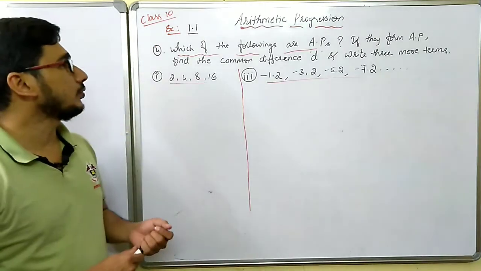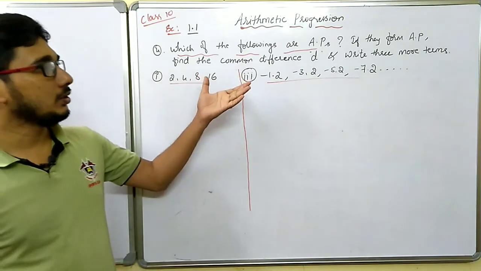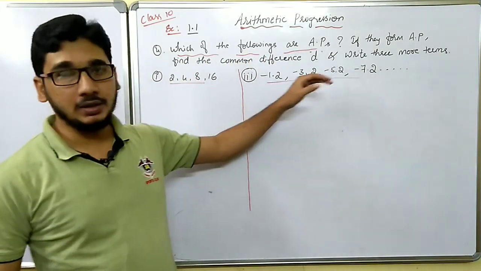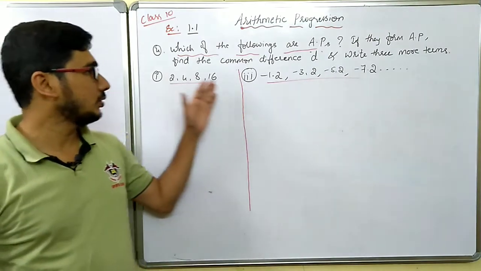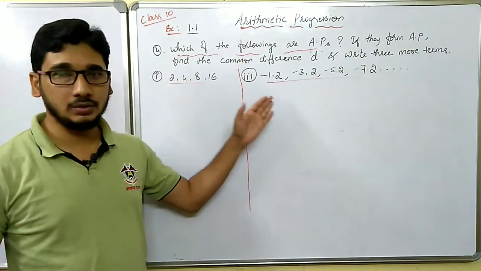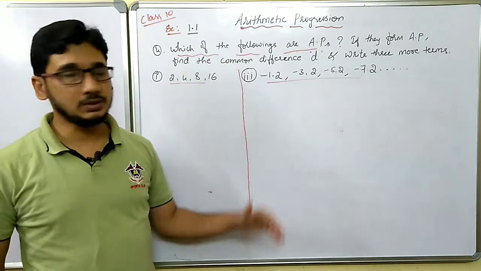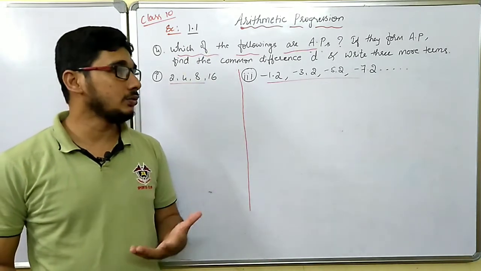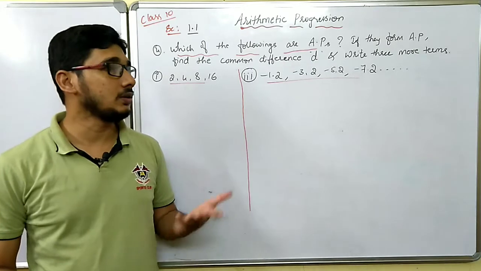Let us go for question number 4. Which of the following are AP? Some of the questions they have given, totally 15 questions. What I will do is all odd numbers: 1, 3, 5, 7, 9, all these numbers I will do. The remaining even numbers, you try to do. If you find difficulty, just tell me again in the comment box.